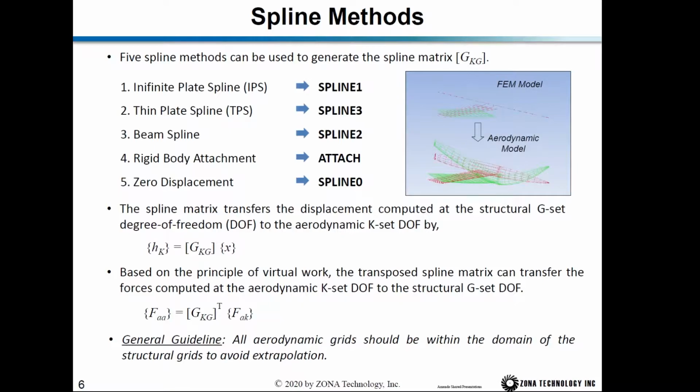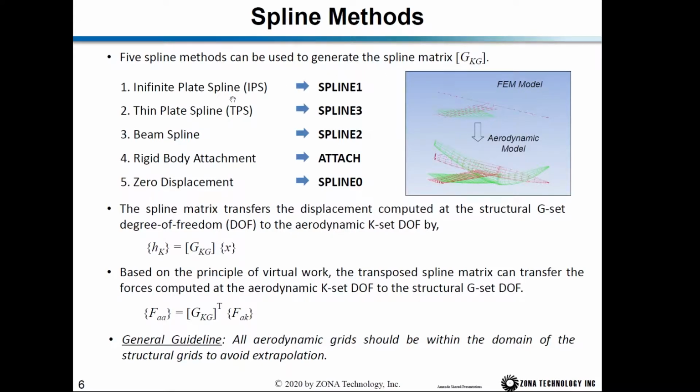Because the structure deformation is solved by the structure solver at the structure grid, we need to transfer this displacement from the structure grid to the aerodynamic grid. And after we have the AIC, we have the structure mode shapes splined on the aerodynamic model. Then AIC times this mode shape will give us unsteady aerodynamic forces.